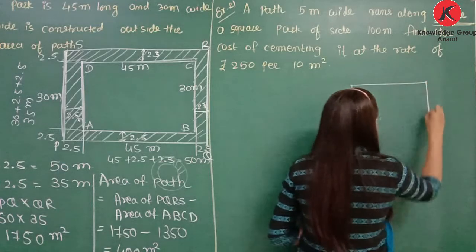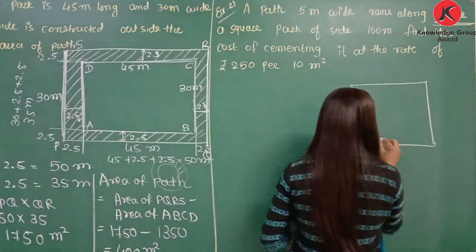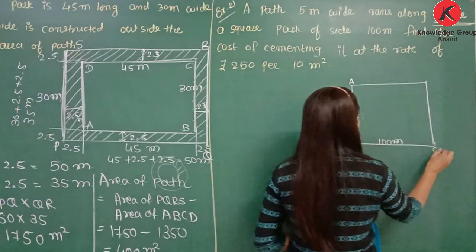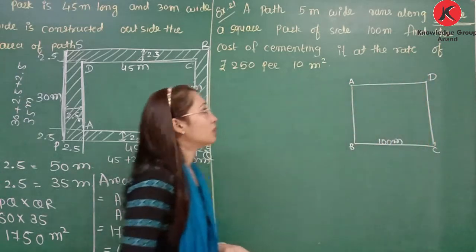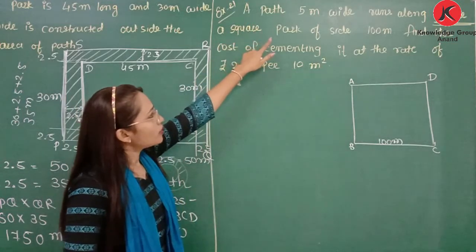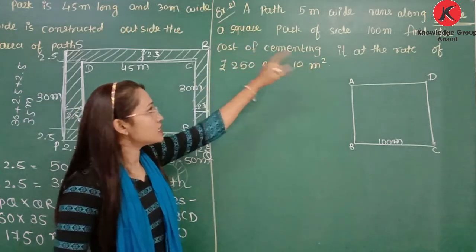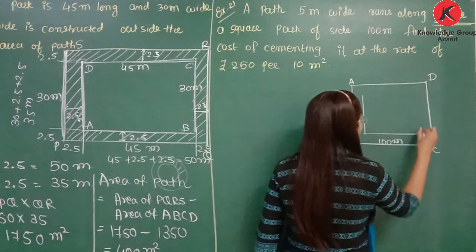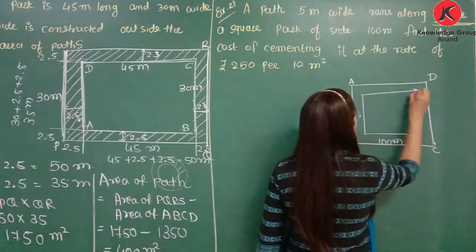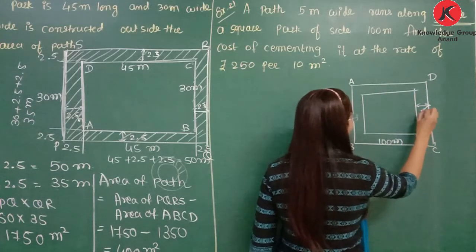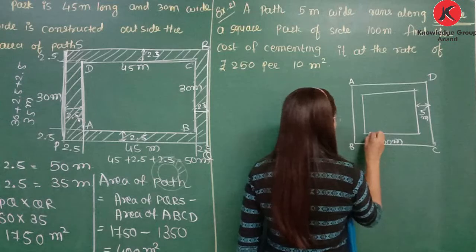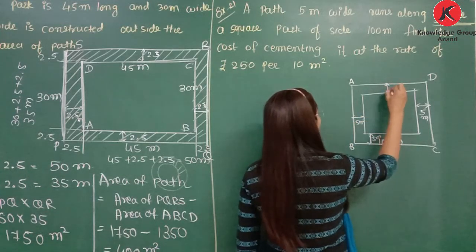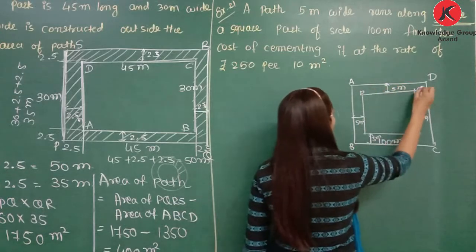So here this is a square whose side is 100 meters. Let's give this the name A, B, C, D. Now a path 5 meters wide runs along inside the square. So the path is where? It is inside. So let's draw the path. So this is the path that is of 5 meters. 5 meters. PQRS.